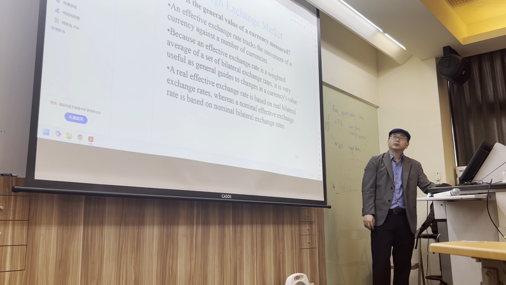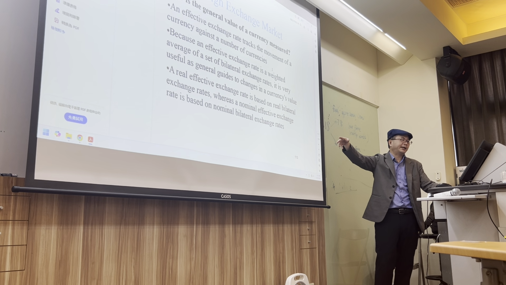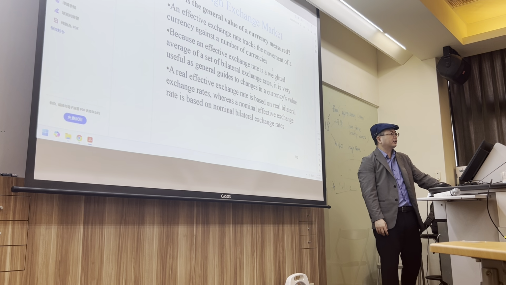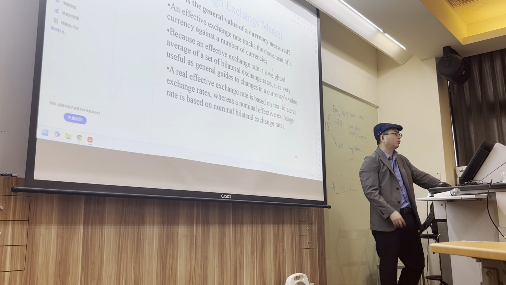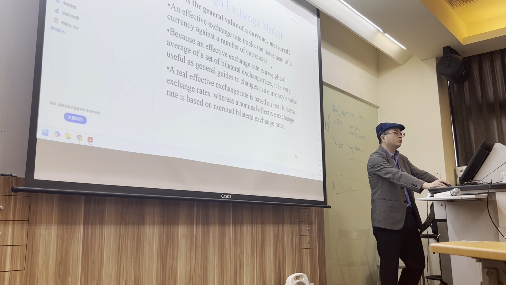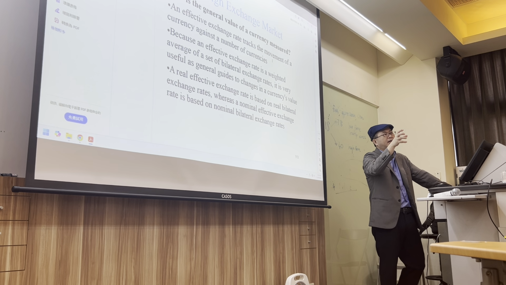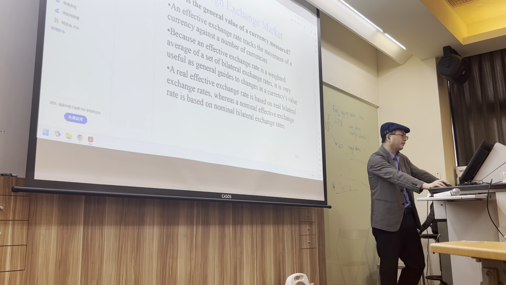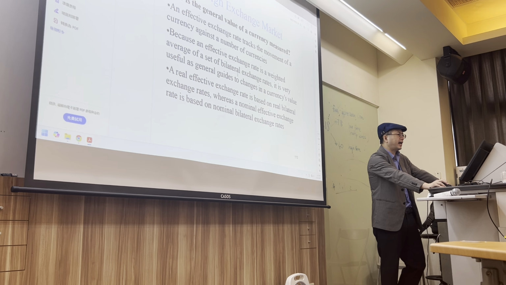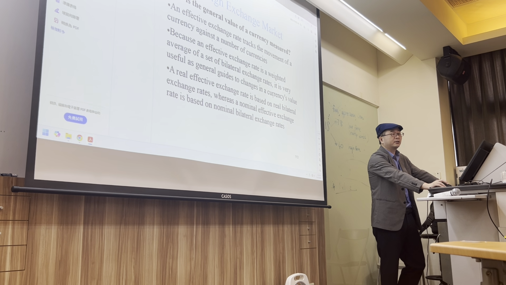Okay. So to sum up our lesson, the question is, how is the general value of a currency measured? Okay, we know an effective exchange rate tracks the movement of a currency against a number of currencies, right? And of course, we will focus on the currencies coming from the countries that have a good trade relationship with Taiwan. Okay, and because an effective exchange rate is a weighted average of a set of bilateral exchange rates, it is very useful as a general guide to changes in the currency's value.